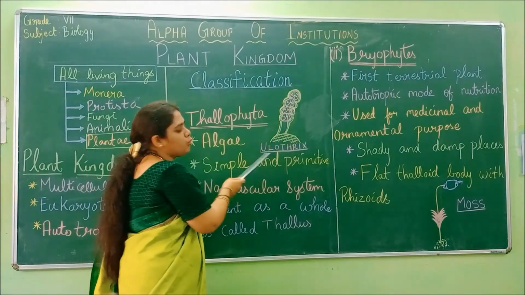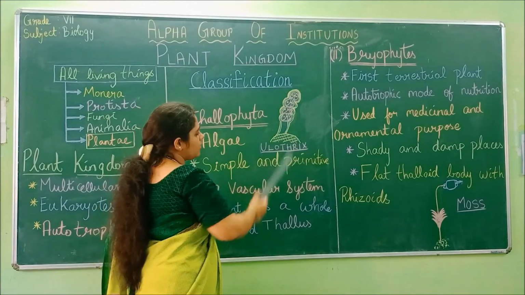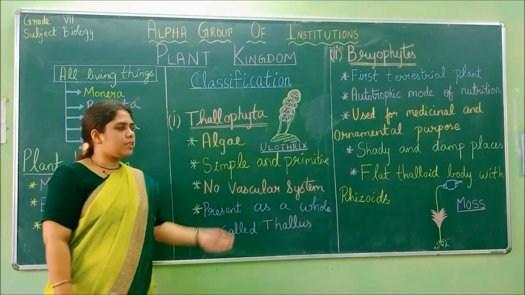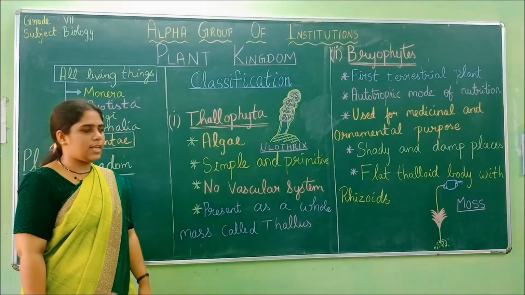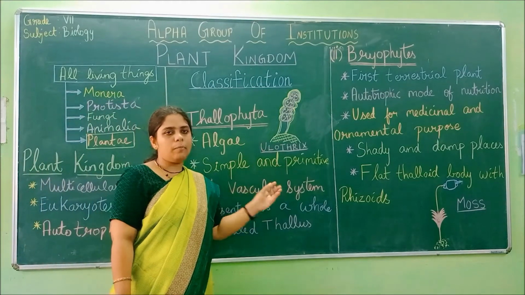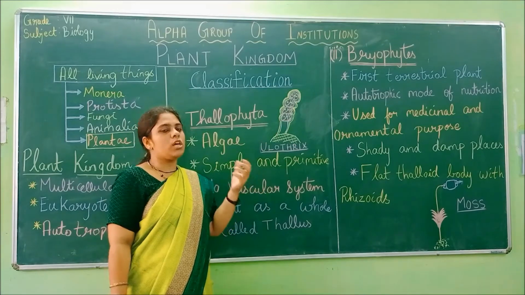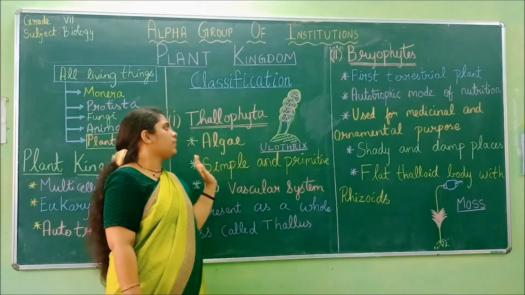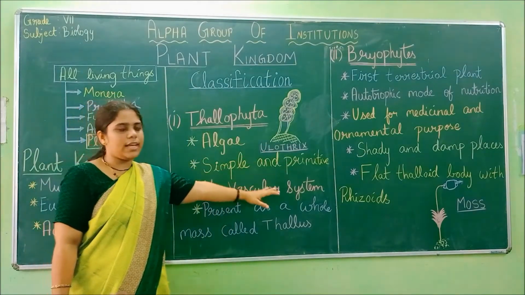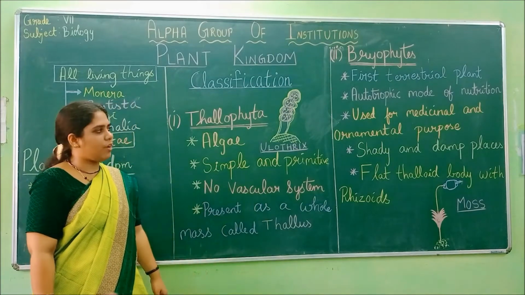So here I have drawn a diagram. This is a Halophyte example. This is a very small plant. It will be as a bunch. So this is an example of Halophyta. Halophytes is an example for Halophyta.